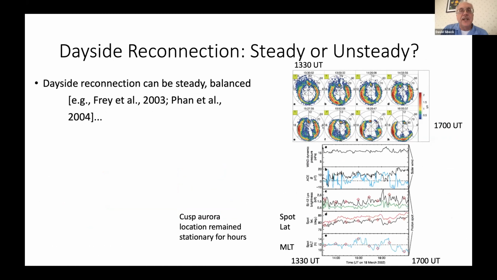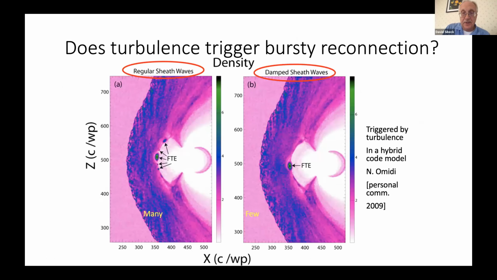Now, reconnection could be steady or unsteady. Here's a paper which said it was steady for hours, and they deduced that, Harald Frey and Tai-Fan, by looking at remote images of the cusp dayside aurora and seeing a cusp auroral spot that stayed present at a similar latitude and longitude for many hours at a time. So reconnection could be steady and balanced.